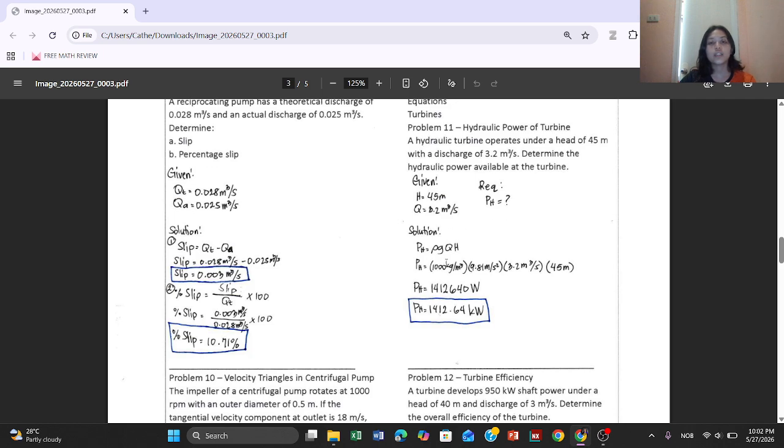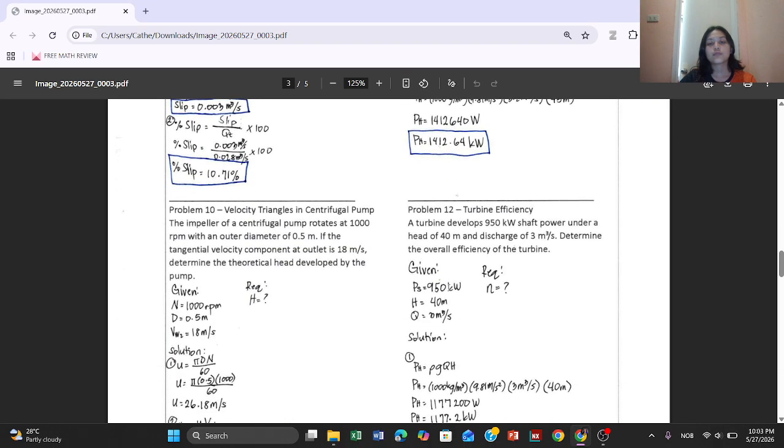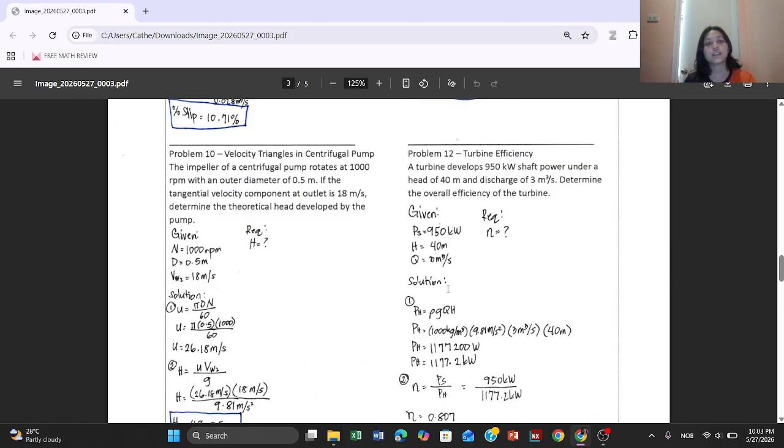So the hydraulic power will be density times gravity times the discharge times the head, which gives us 1412.64 kilowatts, or in watts, 1,412,640 watts.